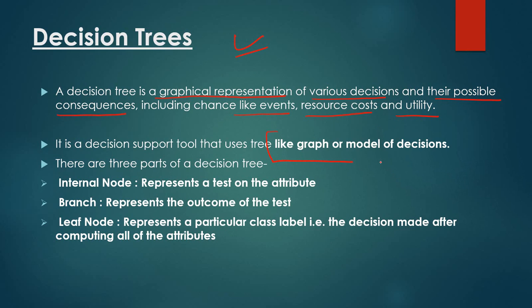So this looks like a graph or a certain type of decision with different branches attached to it. Okay, and we'll see an example of it to understand it better. So in the tree, we'll have three kinds of nodes: internal nodes, then branches, and then leaf nodes, each having their own significance. These are the three parts of a decision tree. An internal node represents a test on an attribute, a branch represents the outcome of the test, and a leaf node represents a particular class, that is the decision made after computing all the attributes.